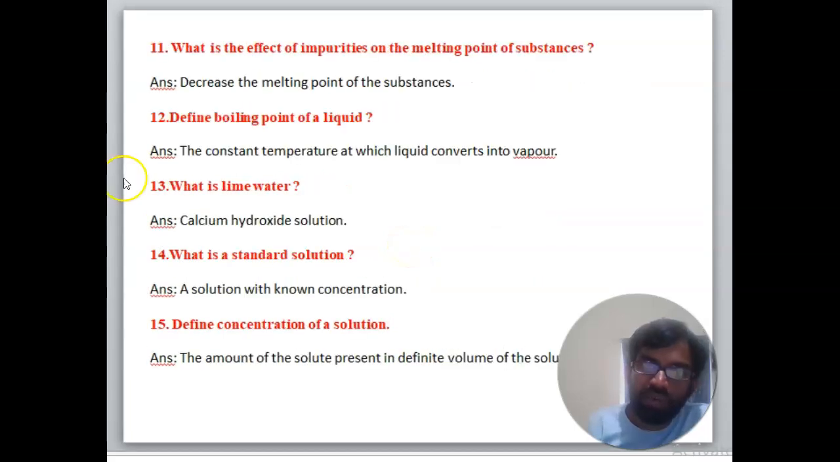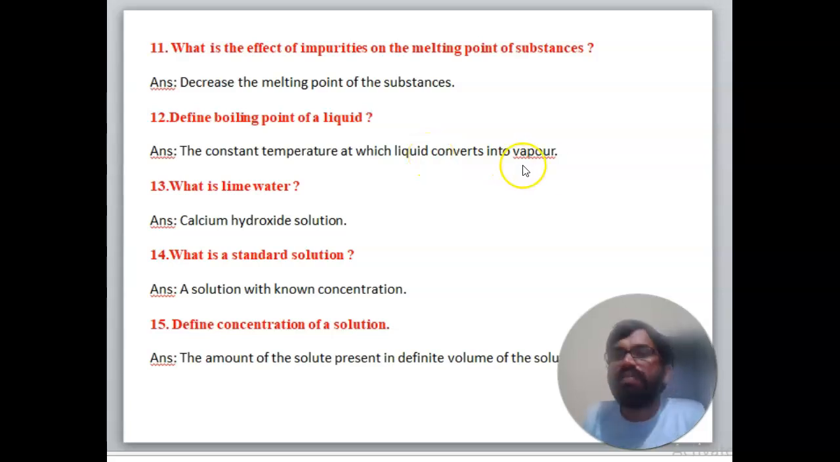Then the 11th question, what is the effect of impurity on the melting point of a substance? Impurities decrease the melting point of the substance. Then define the boiling point of a liquid. The constant temperature at which the liquid is converted into vapor is called the boiling point. What is lime water? The calcium hydroxide solution is called lime water.